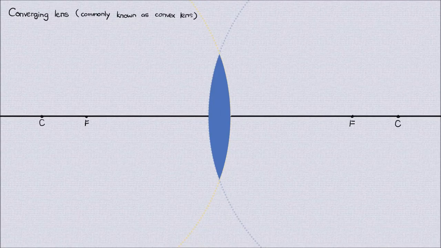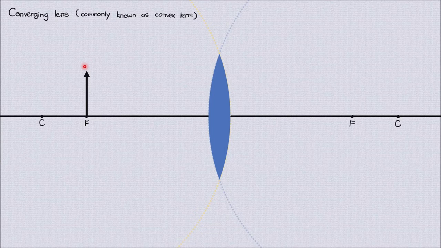Let's try and look at how light passes through a lens, in this case a converging lens or a convex lens. So first we need an object being placed. Let's say I place an object here on the focal point of the convex lens itself. I place it right on the focal point.